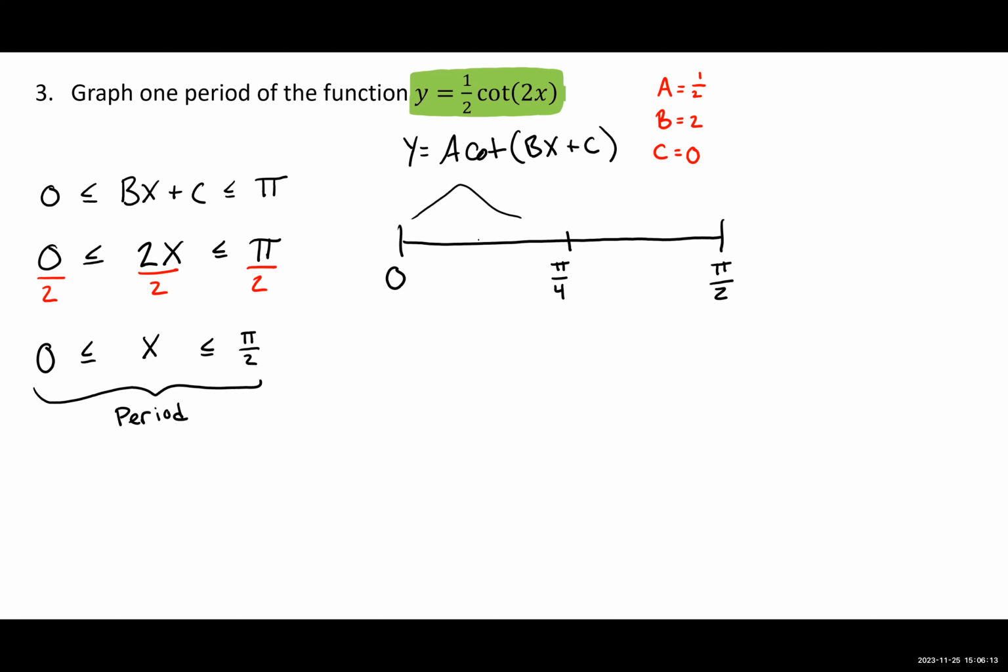Halfway between 0 and pi over 4 is pi over 8. So this is 1 over 8, 2 over 8, 3 over 8 and 4 over 8. So that last value is going to be 3 pi over 8. Vertical asymptote, and then 3 points.